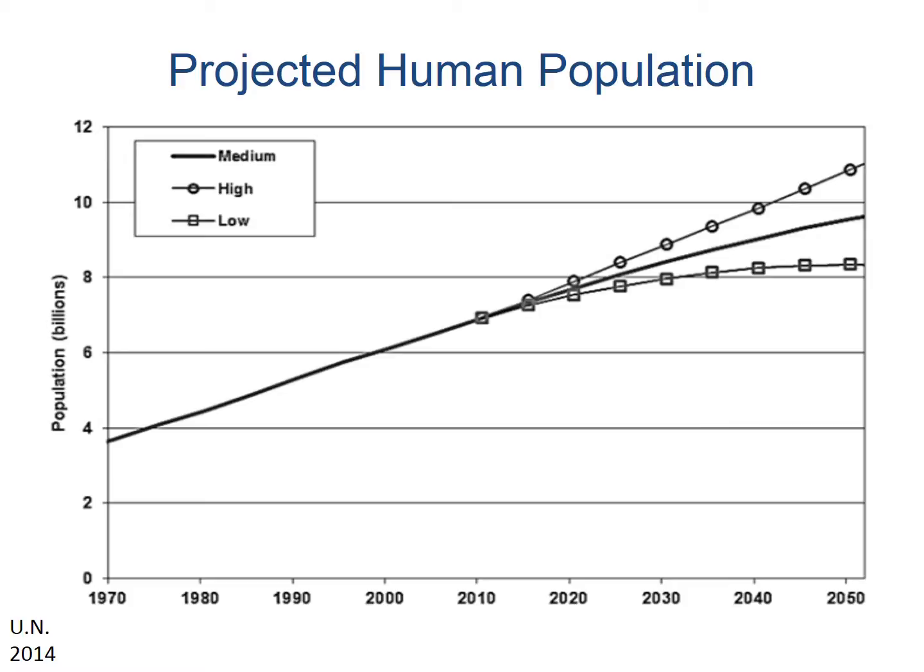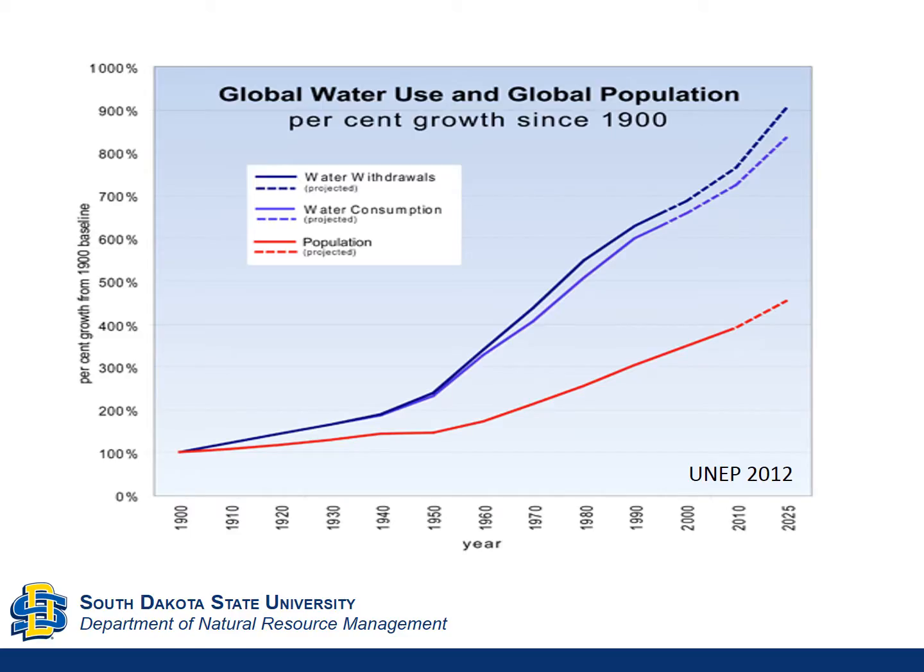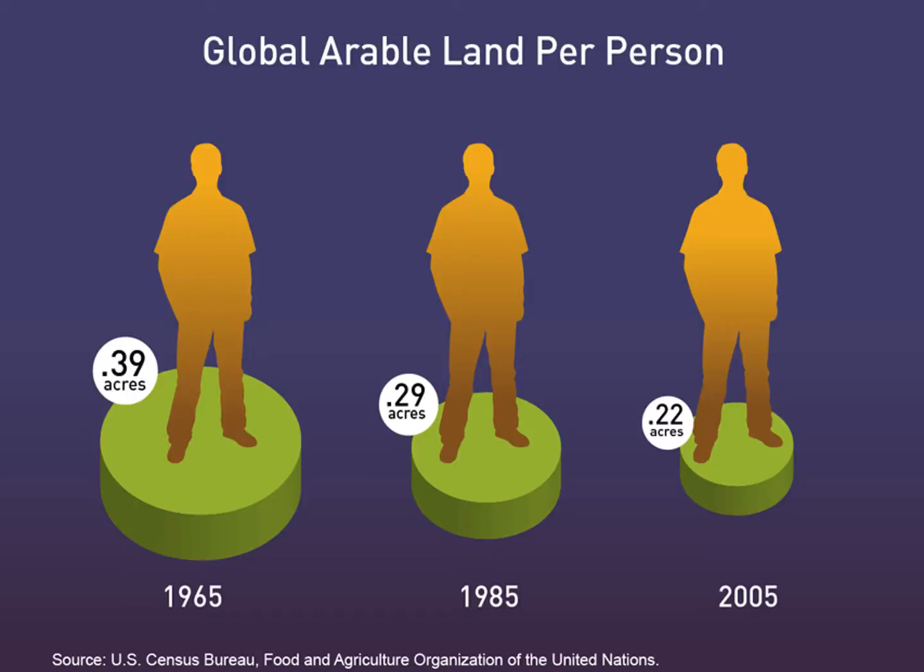The United Nations produced this graph in 2014 to show the projected human population by 2050 at low, medium, and high fertility rates. As human population increases, we will see an increased demand for natural resources such as water. We will also see an increased demand for arable land. This figure shows how the amount of arable land per person decreased by more than 50% from 1965 to 2005.